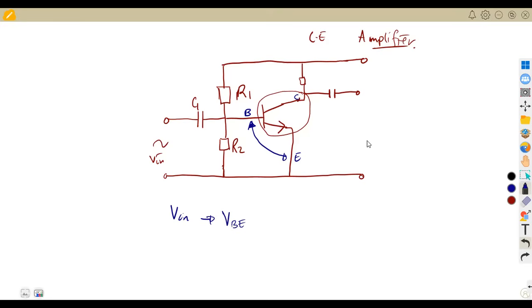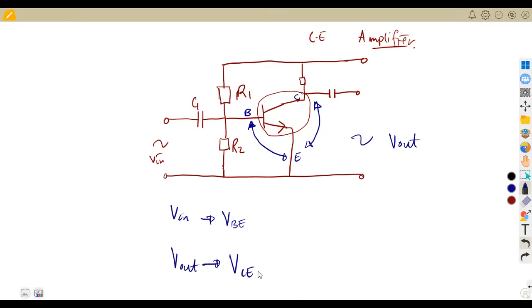At the output, this is our output here, whereby we shall talk about V out. We shall talk about the voltage that is between the emitter and the collector. In this case, we can just write it as VCE, or it was EC, but we can just write VCE. So at the output, you shall consider your V out in this case as your VCE or VEC.